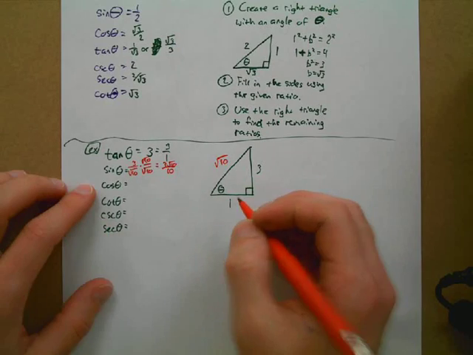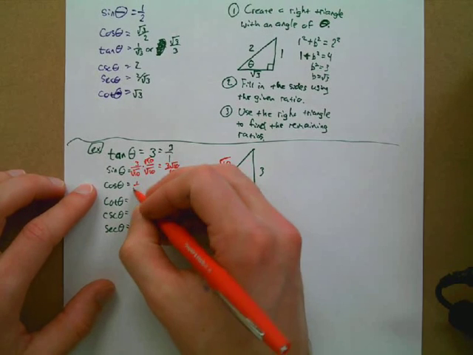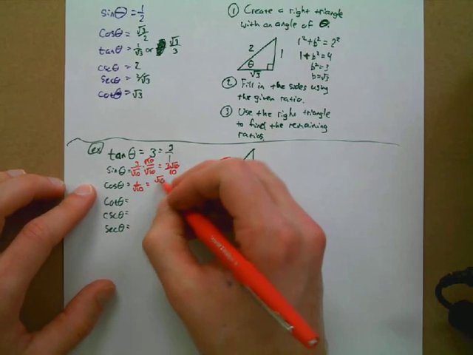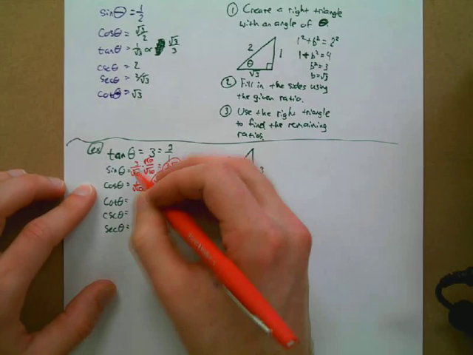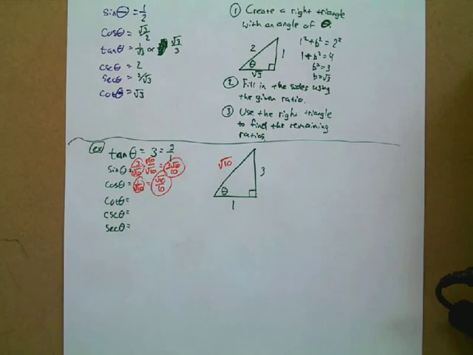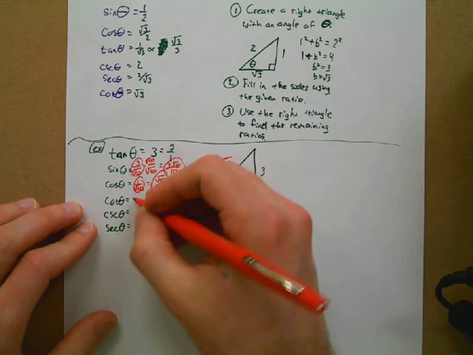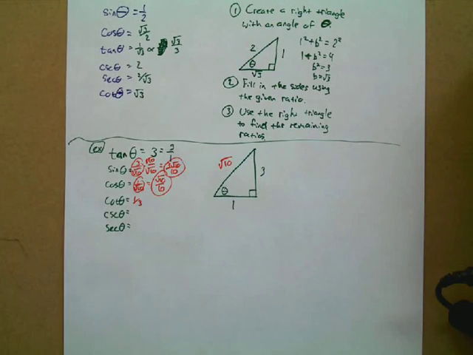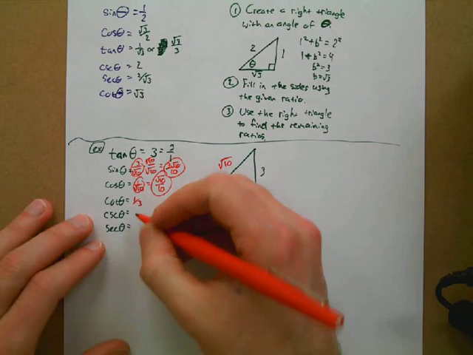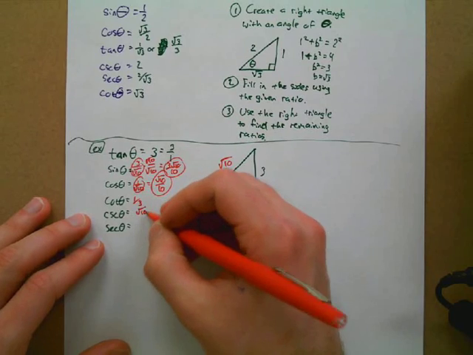Okay. And then what about cotangent? 1/3. Yeah, 1/3. That was the easy one. Okay, how about cosecant? Root 10 over 3. Root 10 over 3. And then root 10. Okay. Questions on anything from that?